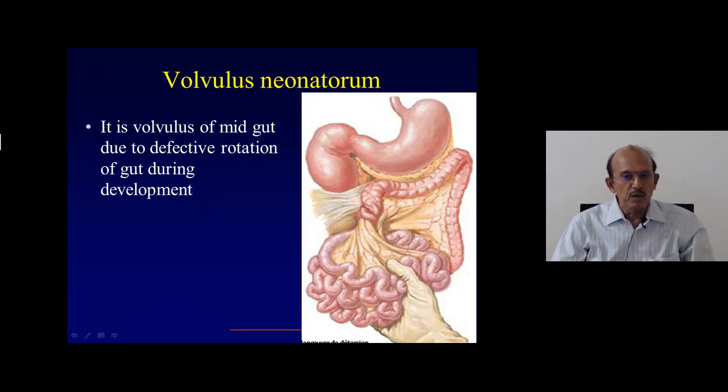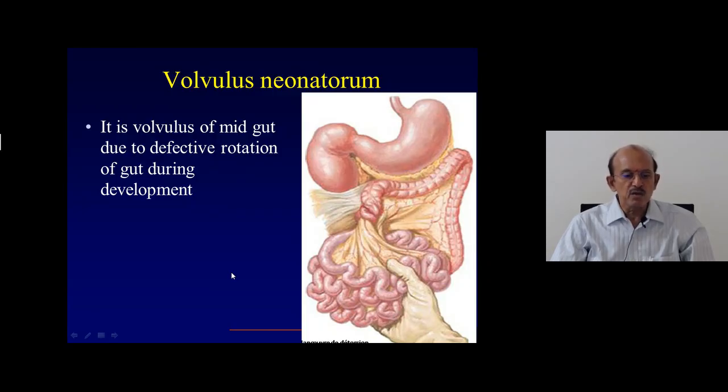Yes, midgut means it is from the papilla of Vater level in the duodenum, that is the middle of the second part of the duodenum, to the junction of the right 2/3 to the left 1/3 of the transverse colon. This whole thing is the midgut. So this whole midgut undergoes twisting like this. How can it undergo twisting like this? This can happen only when there is a maldevelopment in the gut. That means development is normal, but there is some defect in the rotation of the gut.